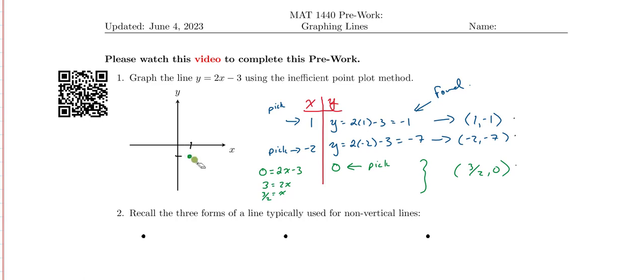Okay, I meant to make that blue. Let's try that again. There's that first ordered pair that we just found. Let's go ahead and plot the ordered pair negative 2, negative 7.